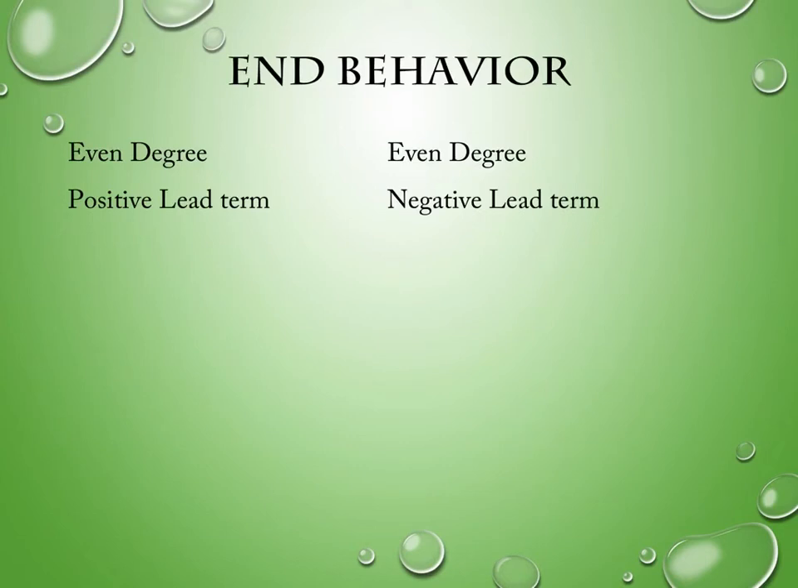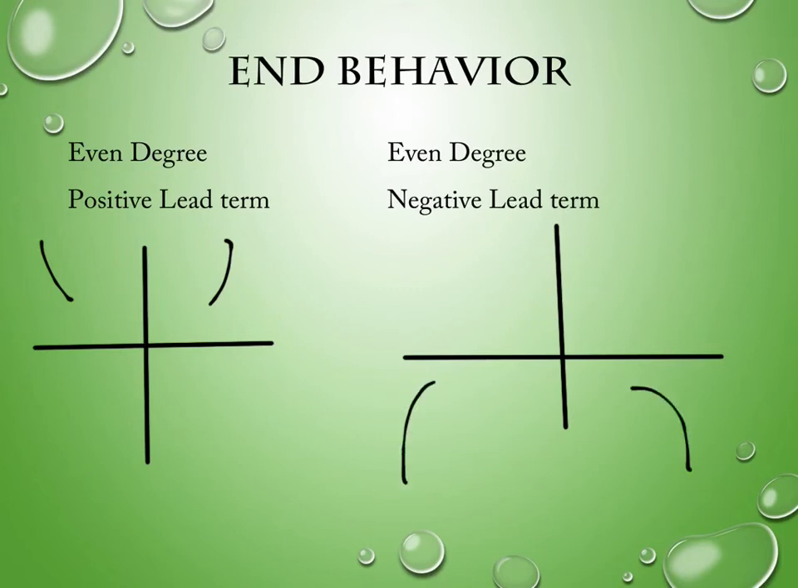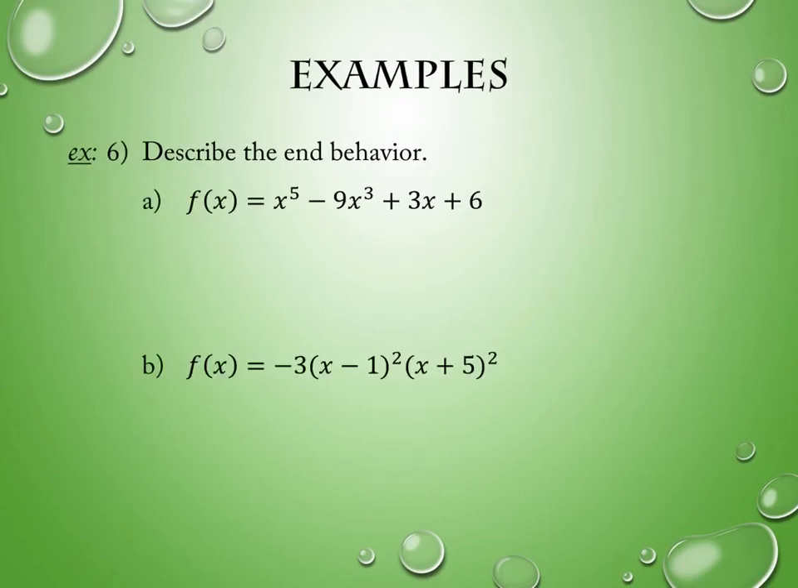There are 2 more options, of course. I could have even degree terms. If I have even degree terms and it's positive, the graph would look like the ends of a parabola. I would actually have parts of my graph going up on the right and on the left. And if it's negative, it just flips this upside down. So instead of having right and left being up, you'd have them being down. That is the end behavior for an even degree with a negative leading term.